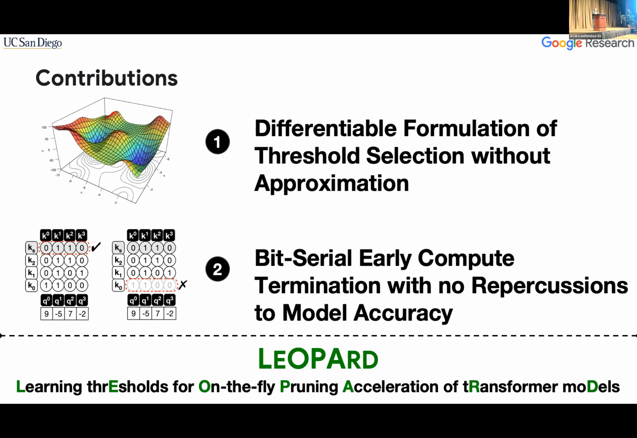So the main contributions of this work, which we call Leopard, are: first, we formulate the threshold selection as a differentiable regularizer. This formulation leverages the gradient-based backpropagation algorithm to mathematically co-optimize the threshold values and weight parameters of the model without any approximation involved. Second, we proposed and designed an exact bit-serial architecture to enable an early termination on top of pruning with exactly no repercussions for the model accuracy. Let's discuss these main contributions in detail.